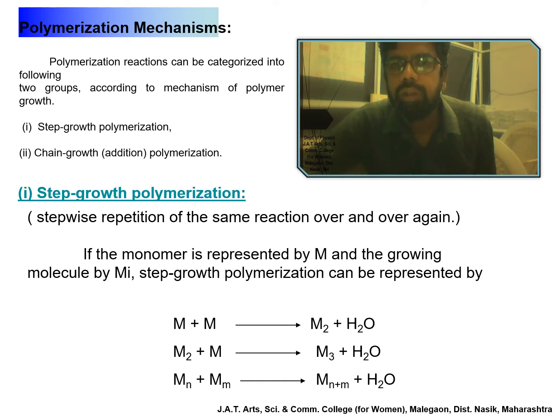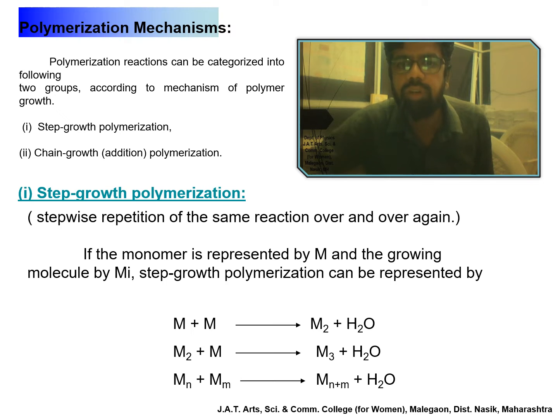Let us see the mechanism of plasma polymerization. Plasma polymerization reactions can be categorized into two groups according to the mechanism of polymer growth. The growth process is divided into two different types. One type is called step growth polymerization. Another type is called chain growth polymerization. It is also called addition polymerization, or addition condensation reaction in the presence of plasma.